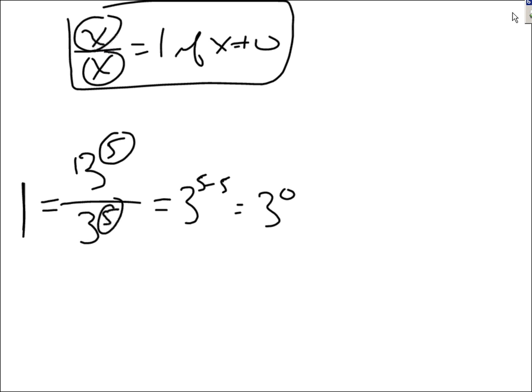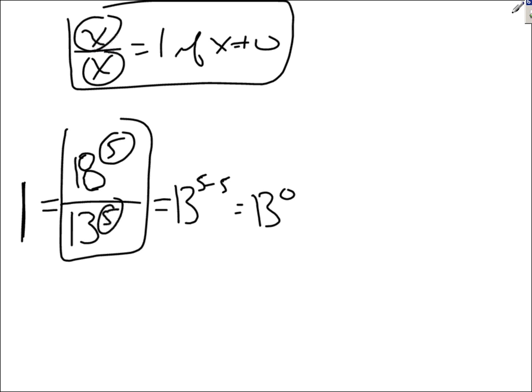If I had 13 to the 5th over 13 to the 5th, that would be 13 to the 5 minus 5, which is 13 to the 0. And since the top and the bottom are the same, it also equals 1. So 13 to the 0 equals 1. If instead it was 18 to the 5 over 18 to the 5, well, that's 1. And it's also 18 to the 5 minus 5, which is 18 to the 0, which is 1.